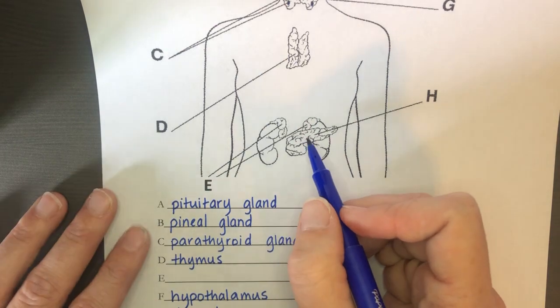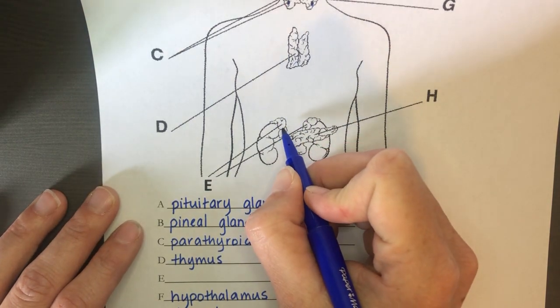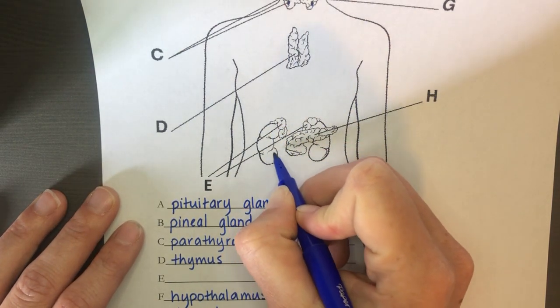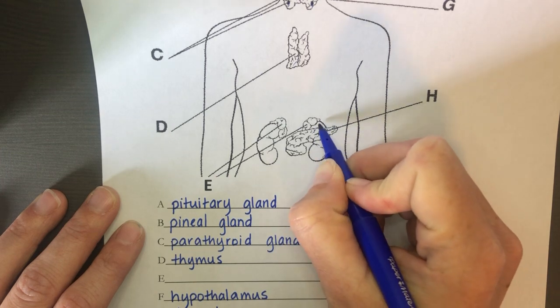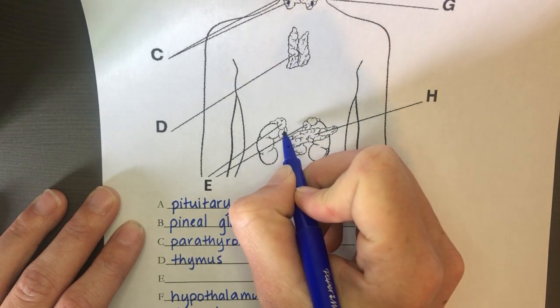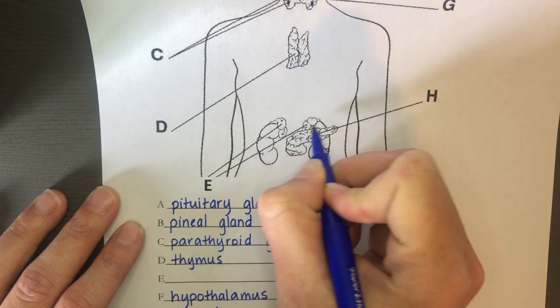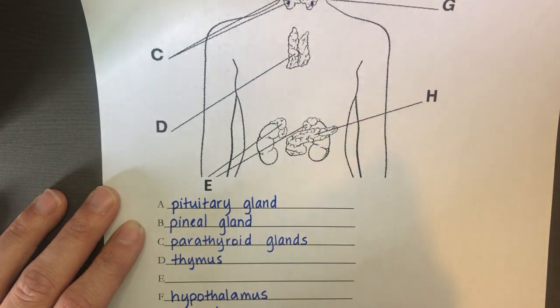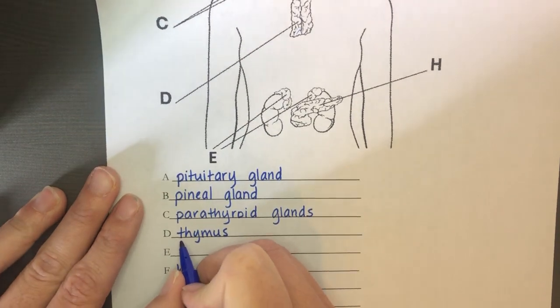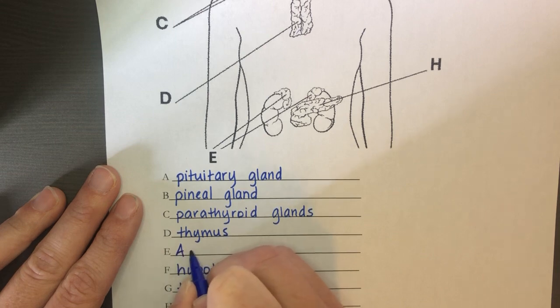Then we have E. E is actually pointing to 2 structures. So these are your kidneys right here. But E is not pointing to your kidneys. E is pointing to these 2 little structures that are sitting on top of your kidneys. And those are your adrenal glands. You have 2 of them, 1 on each kidney.